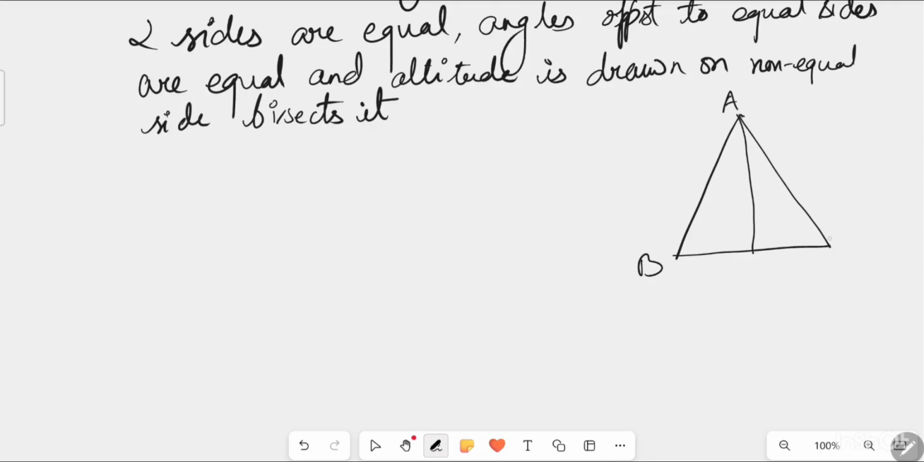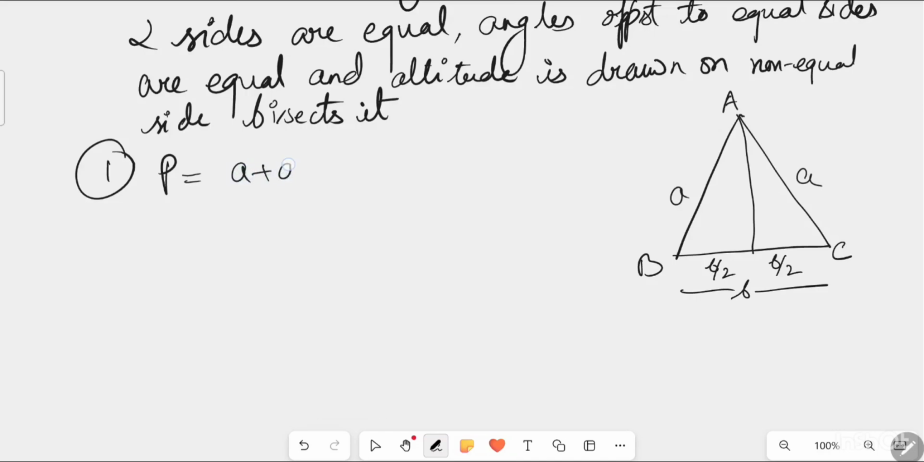So isosceles triangle A, B, C. This is A, and this is B. This will be B by 2 and B by 2. So its perimeter will be the sum of all the sides, A plus A plus B, which is 2A plus B.